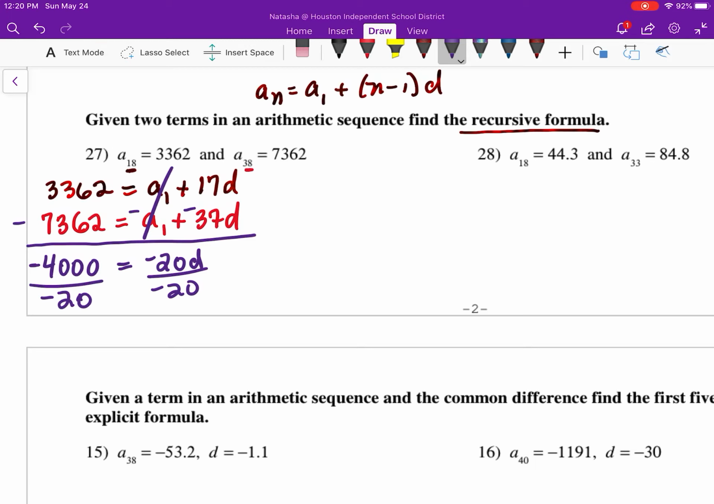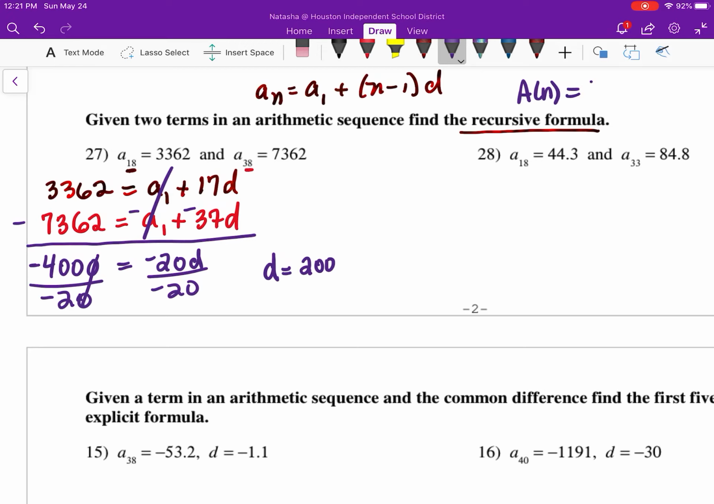Divide by negative 20. That's going to give me, cancel that out. So 4,000 divided by 20 is going to give me 200. So our difference is equal to 200.